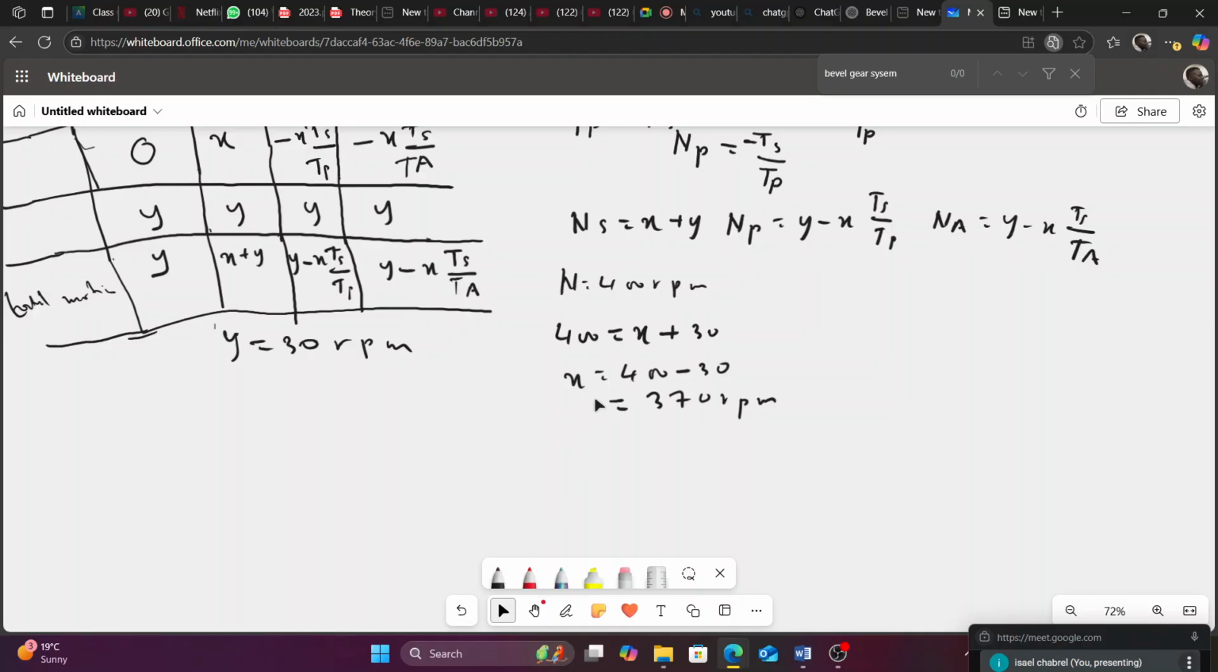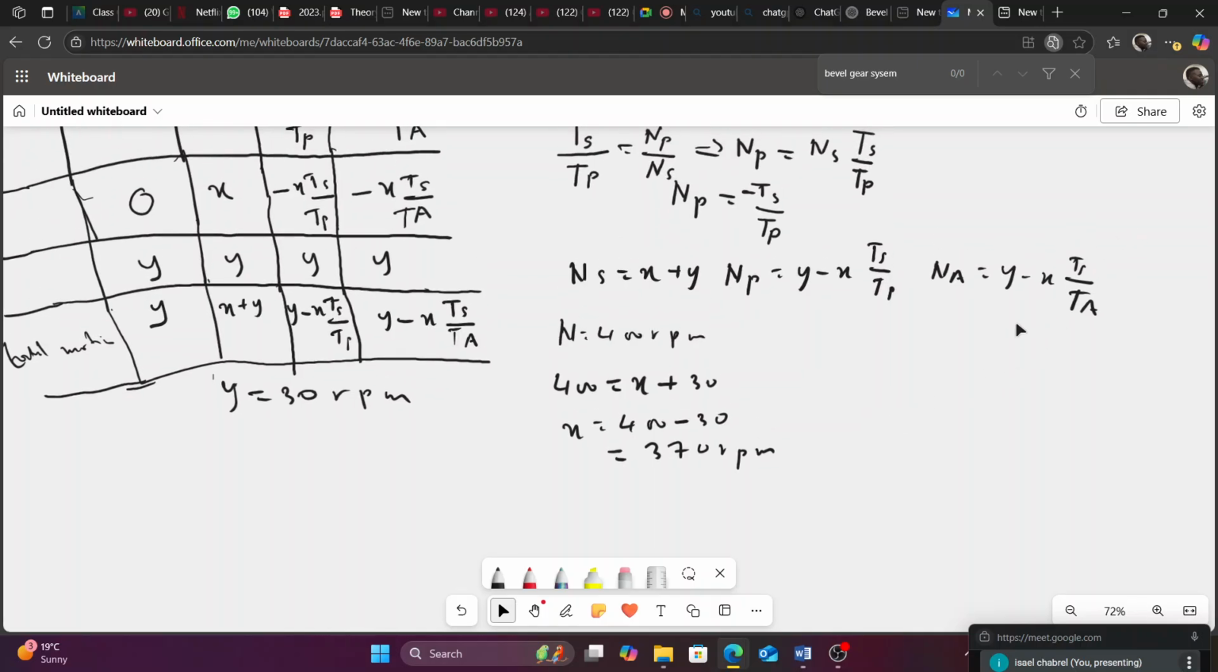Now, if we get X and Y, do we also agree that we can solve for NA? Yes. But in this thing here, what do you think is missing again? The number of teeth of A. Do you guys agree? Because we've got Y, we've got X, we've got TS, but we don't have TA. How do we get TA, my guys?